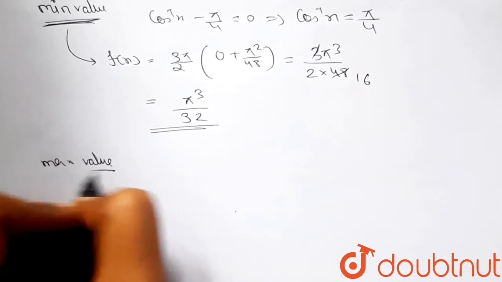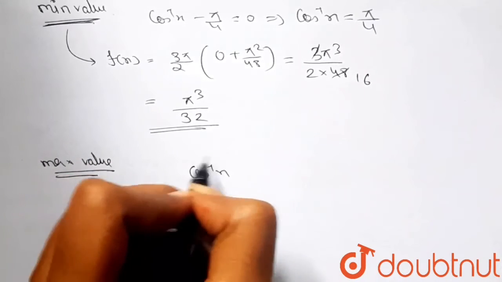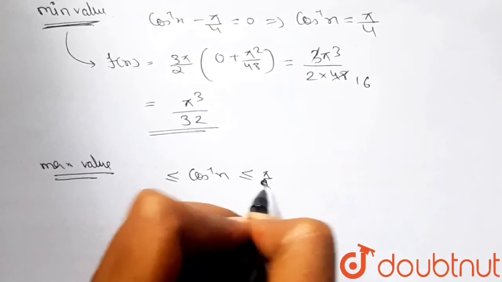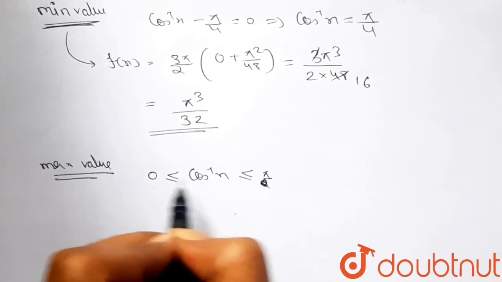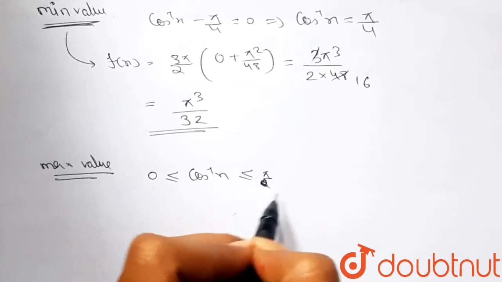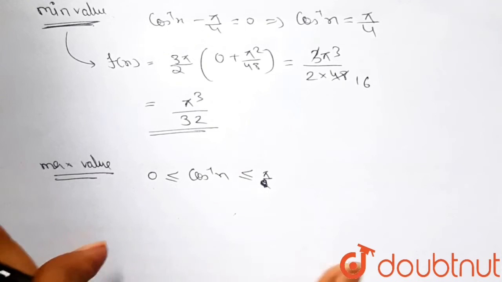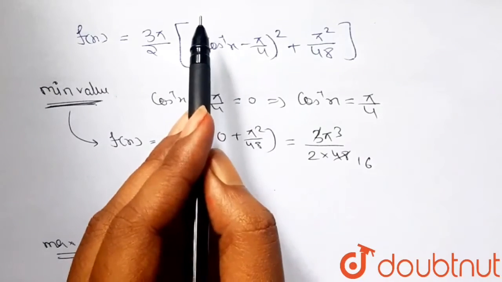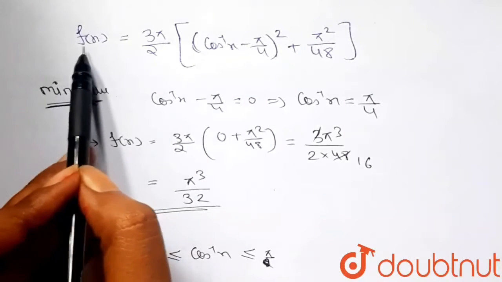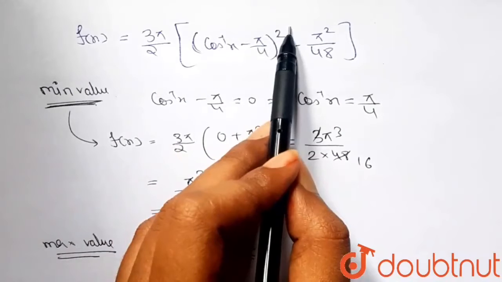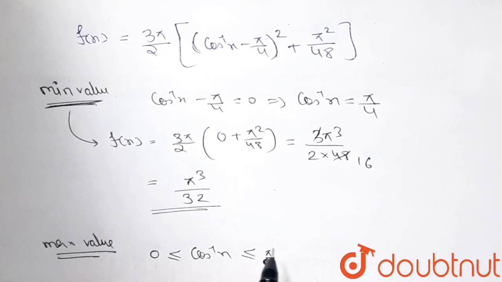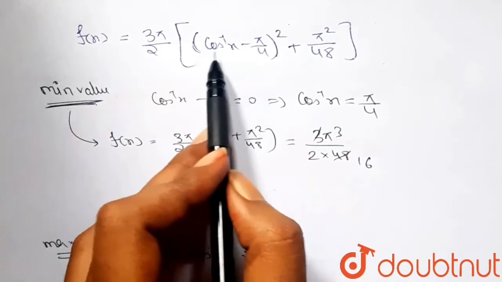So for the maximum value, we know that the range of cos inverse x is in between 0 to pi, right? So from here we can see that the maximum value of cos inverse x will be pi. So we will have the maximum value of this function when this square term is maximum, and that will be maximum when this cos inverse x will be maximum. And the maximum value of cos inverse x is pi, because the range of cos inverse x is in between 0 to pi. So let's put cos inverse x as pi here.